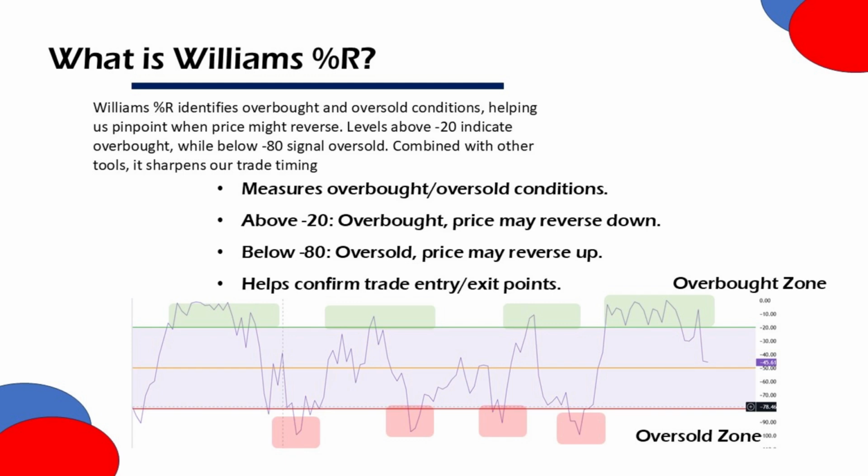A reading above -20 indicates an overbought condition, suggesting that the asset might be due for a price reversal to the downside. A reading below -80 signals an oversold condition, indicating that the price could be ready for a bounce or reversal to the upside.